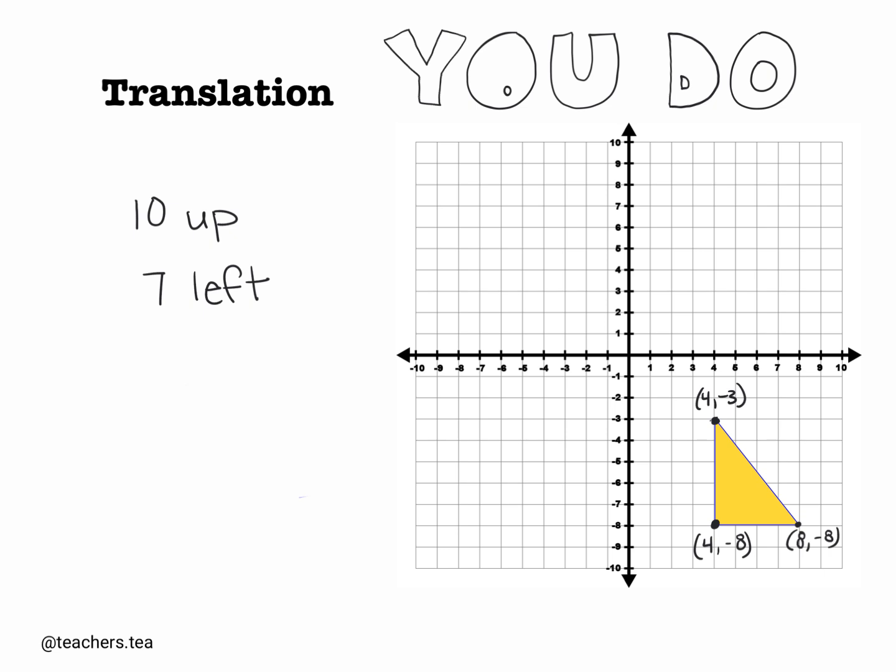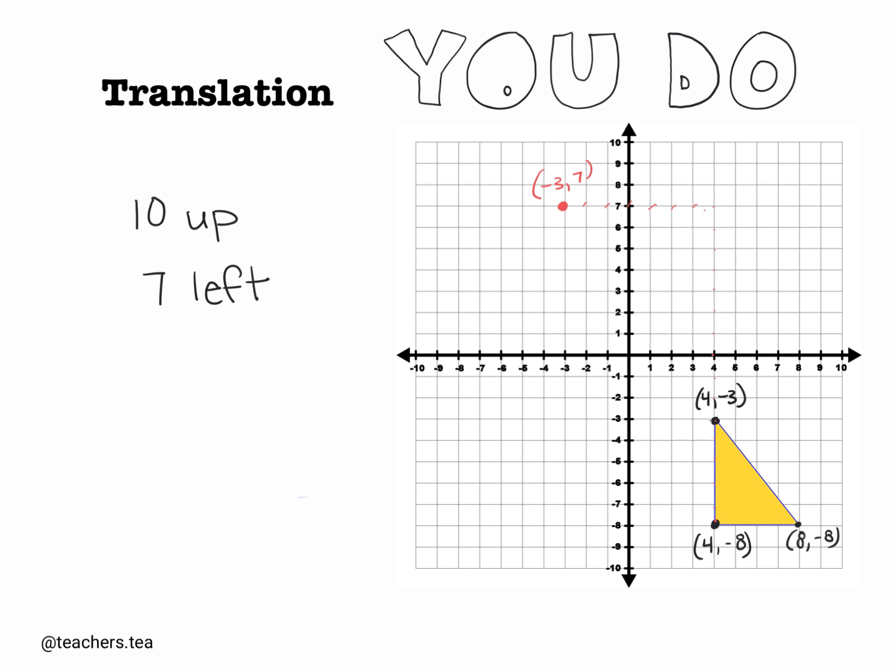Okay, how did you do? Let's start with the first coordinate at the top, 4, -3. I am going to move this one up 10. So 1, 2, 3, 4, 5, 6, 7, 8, 9, 10, and 7 left, 1, 2, 3, 4, 5, 6, 7. My new coordinate will be -3, 7.